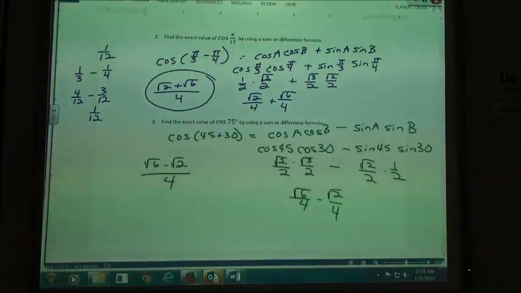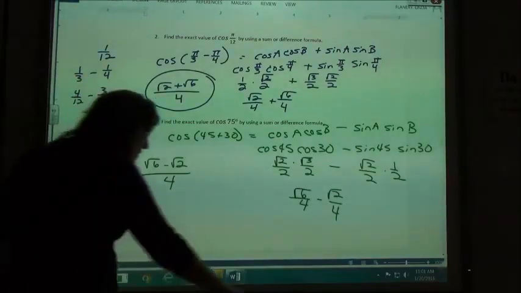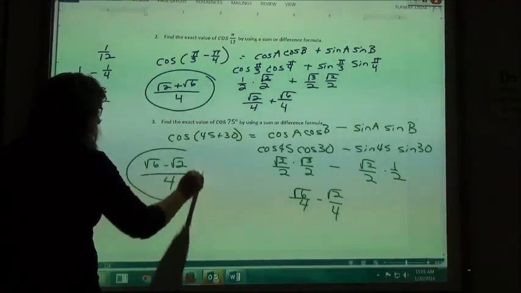So, keep your formulas handy, keep the sheet with your common angles, sine, cosine. That's all you're probably going to have to use on this one. Keep it handy so you can look those up, and then you just simplify and get your answer.